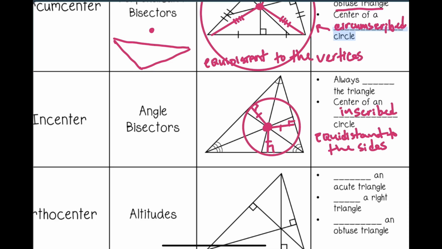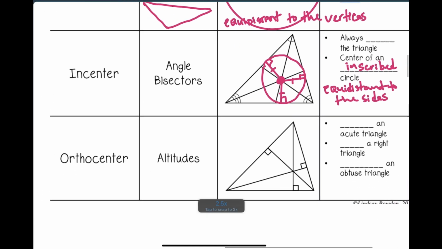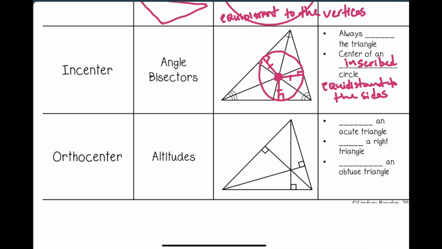Let's see if mine will do. That's pretty good. So it would touch each side perfectly. It wouldn't go outside like this one did. Let's see if I can just freehand it. Yeah, that's better. So that is called inscribed because it's inside that triangle. Inscribed circle. All right, the last one we have is our orthocenter.